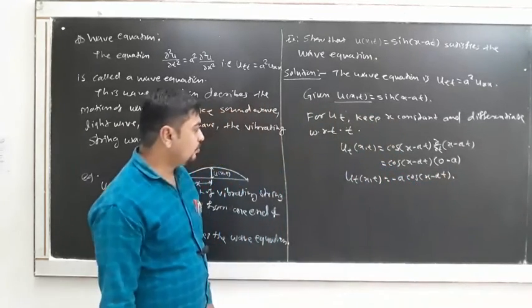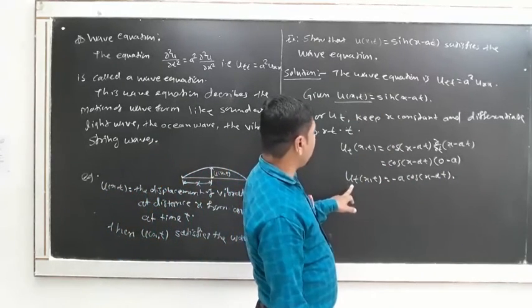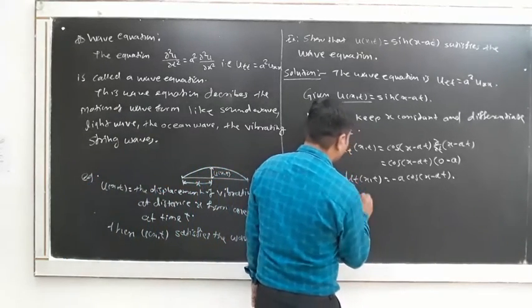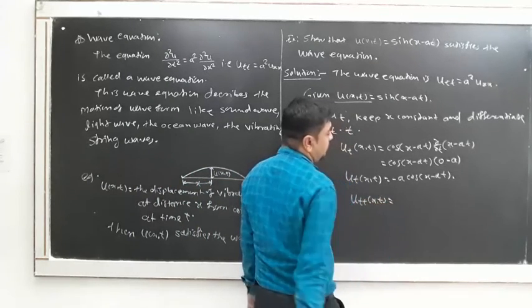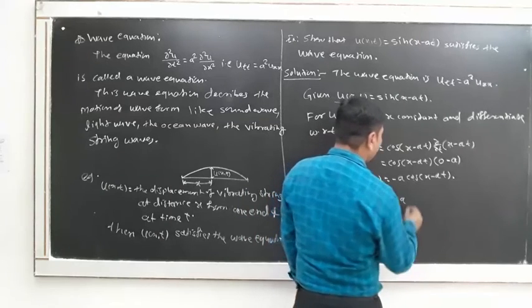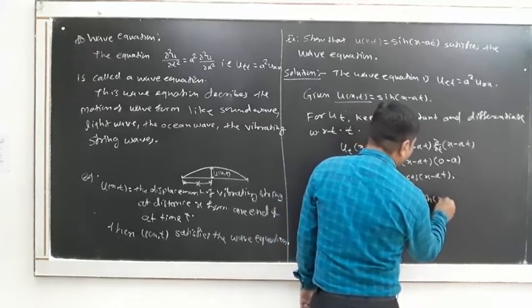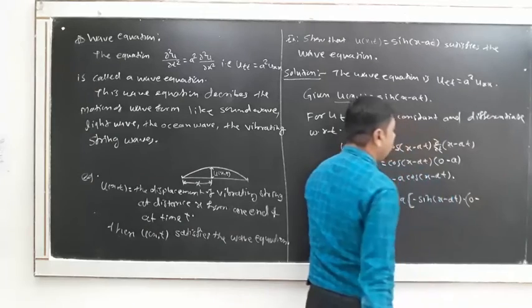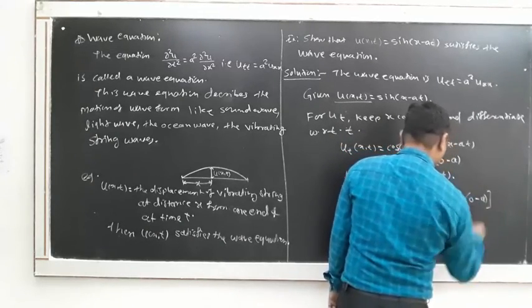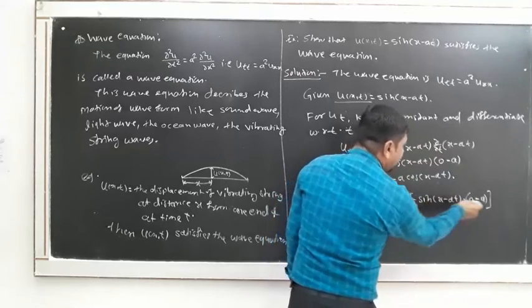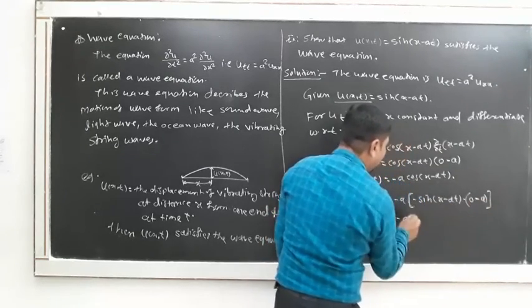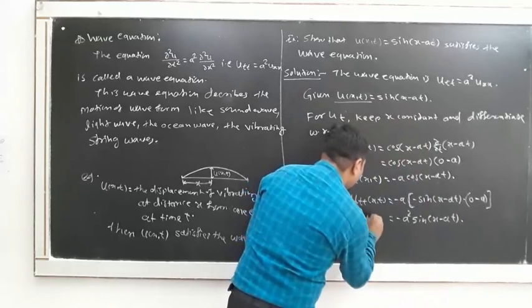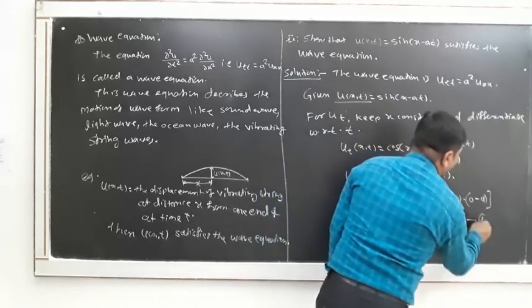Now what we have to do? Again we have to differentiate this u_t with respect to t, keeping x constant. So what should this be? u_tt of x,t is equal to −a, again cos, the derivative is −sin(x − at) into the derivative of (x − at), which is 0 − a. So this is −a, minus minus gives plus, and a into a is a² sin(x − at). So this is our u_tt of x,t. Say this is equation number 1.